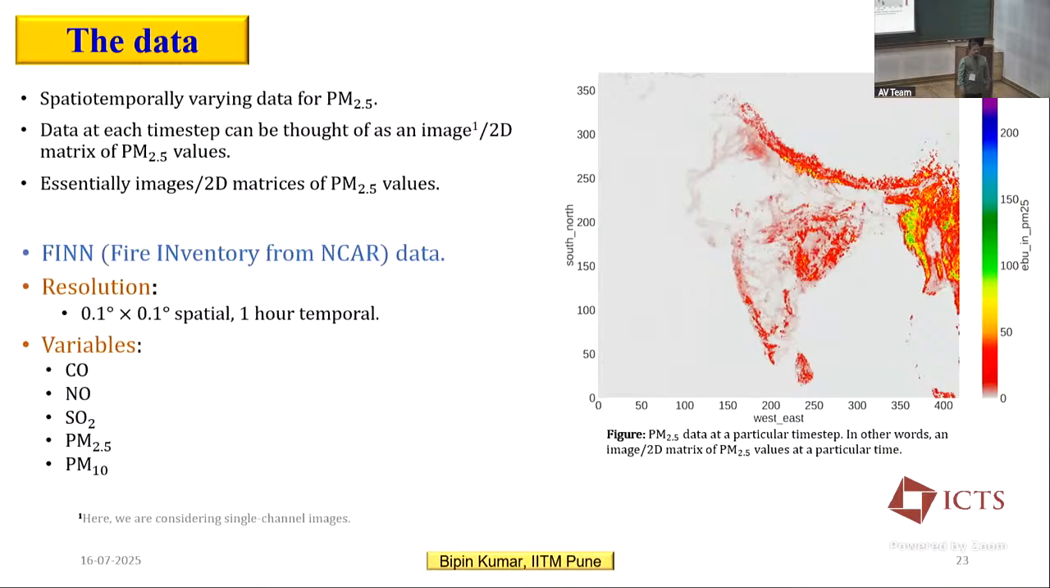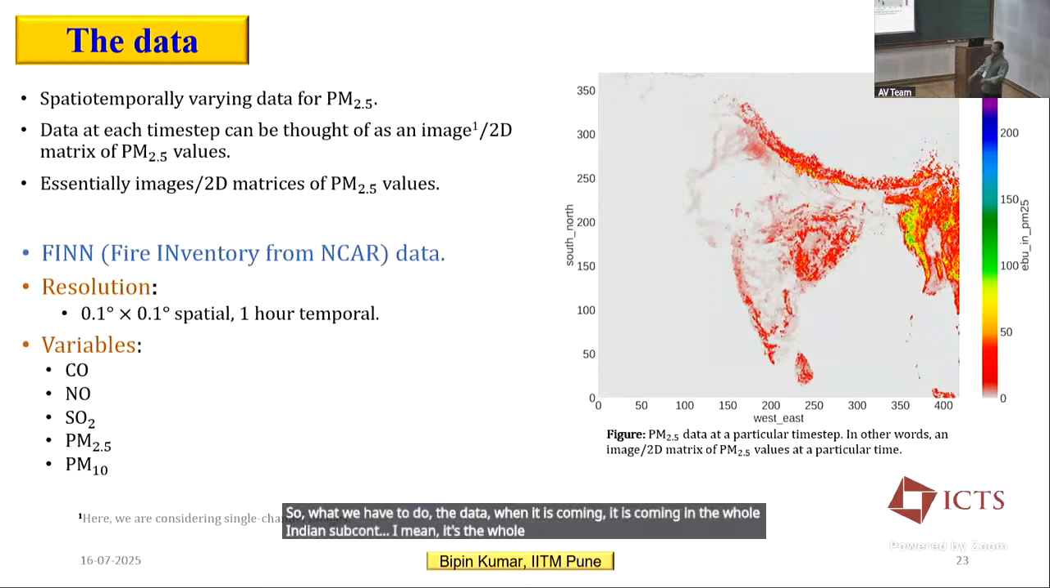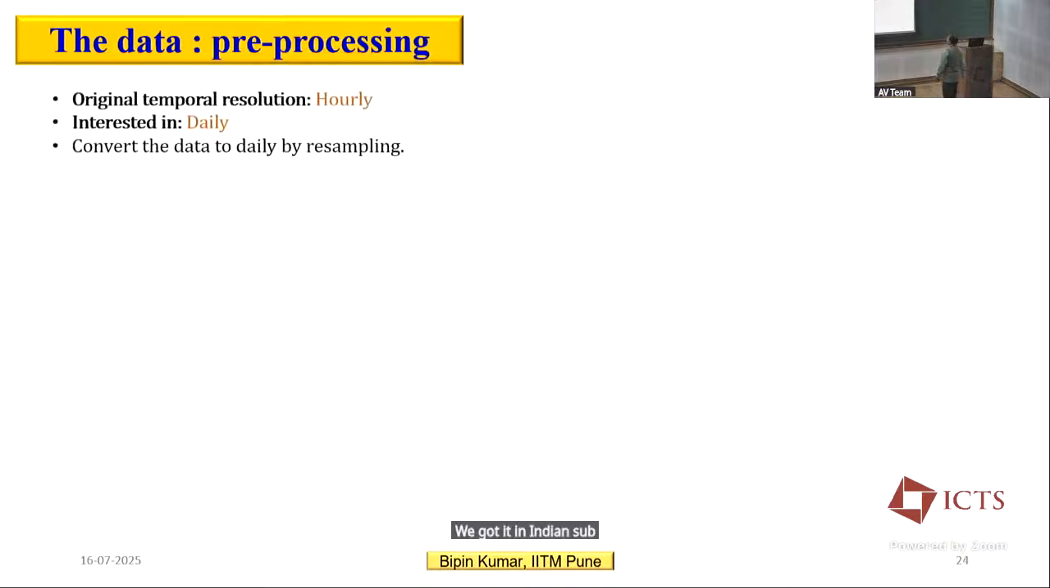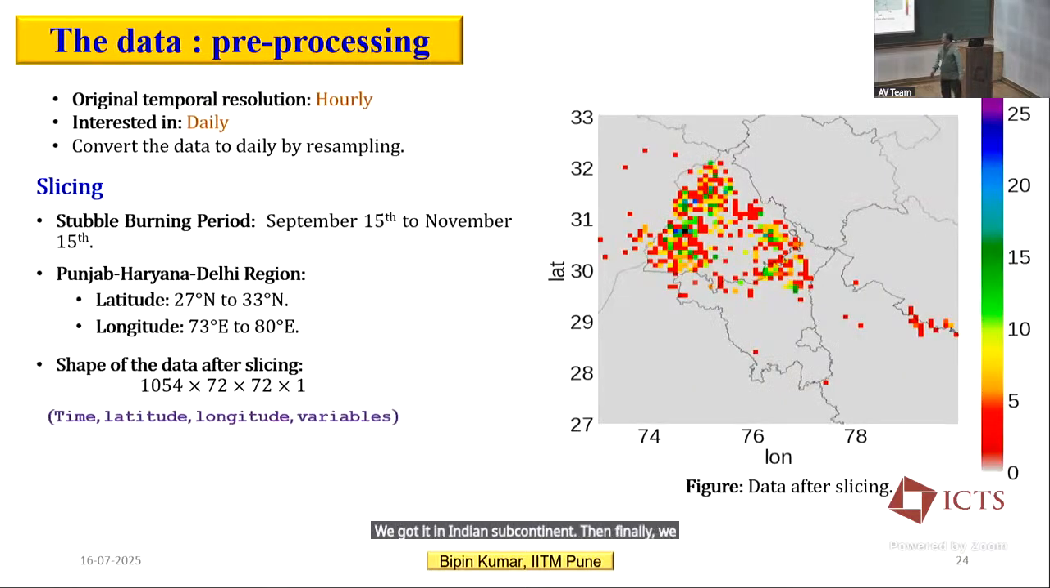And the size of the data, this work we started 4 years ago. At that time we did not have much GPU facility, but we have now. And the data was 5 terabytes. So with 5 terabytes, on which GPU are you going to train it? The data was coming for the whole globe, then we took the Indian subcontinent. Then finally we thought, okay, we will first go location-wise.